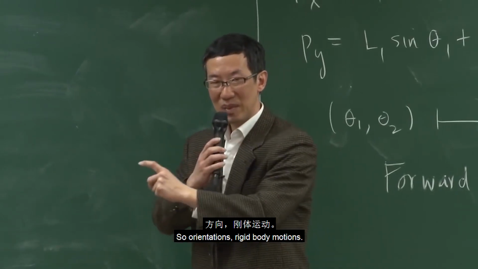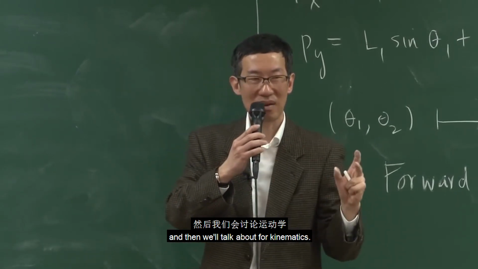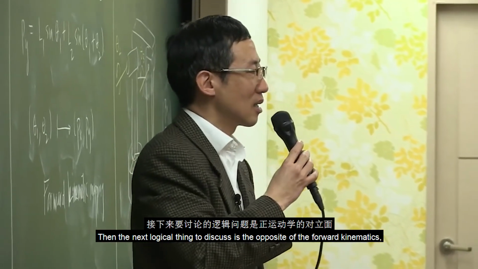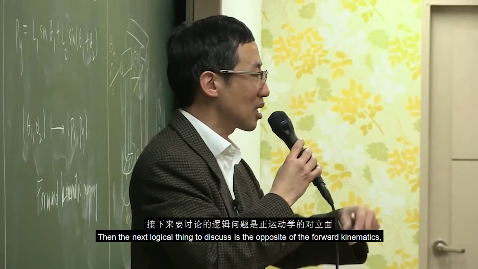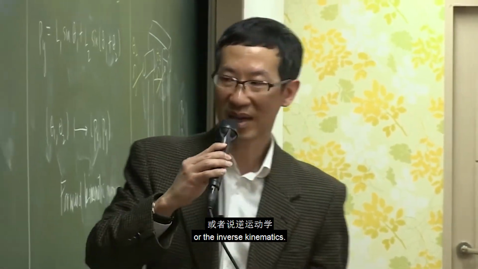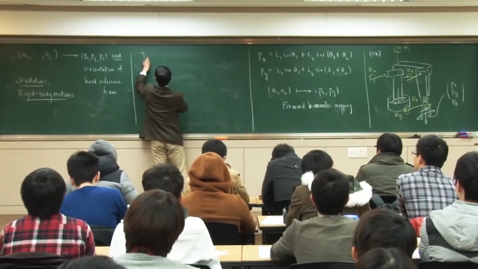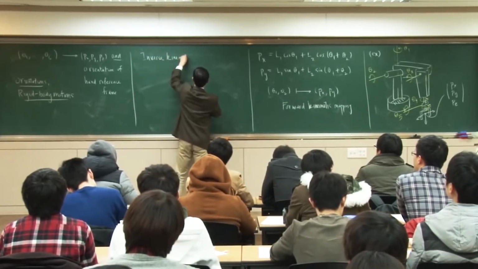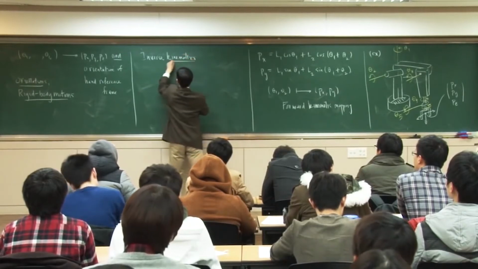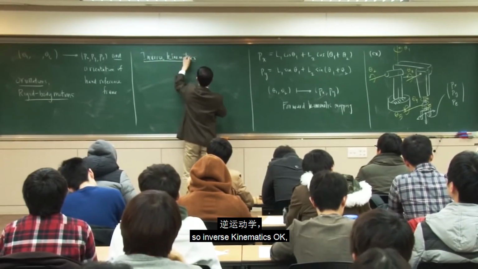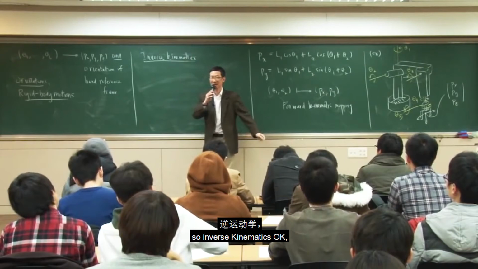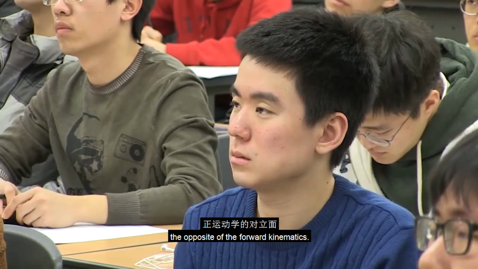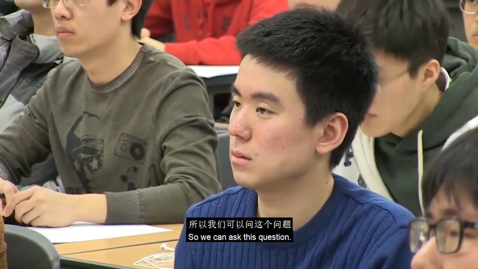So orientations, rigid body motions, and then we'll talk about forward kinematics. Then the next logical thing to discuss is the opposite of the forward kinematics, or the inverse kinematics. So inverse kinematics is, as I said, the opposite of the forward kinematics. So we can ask this question.